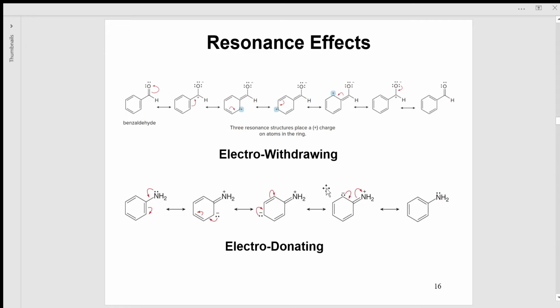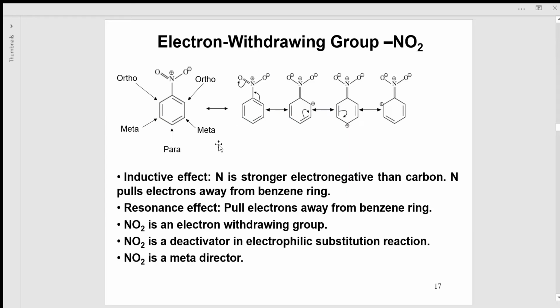Again, we have 2 effects. The inductive effect is basically the electronegativity. The second effect is the resonance effect. We need to draw the resonance structures and analyze whether they reinforce and increase the electron density in the benzene ring, or pull the electrons away, which decreases the electron density in the benzene ring. All right, so again, we have 2 effects, the inductive effect and the resonance effect.